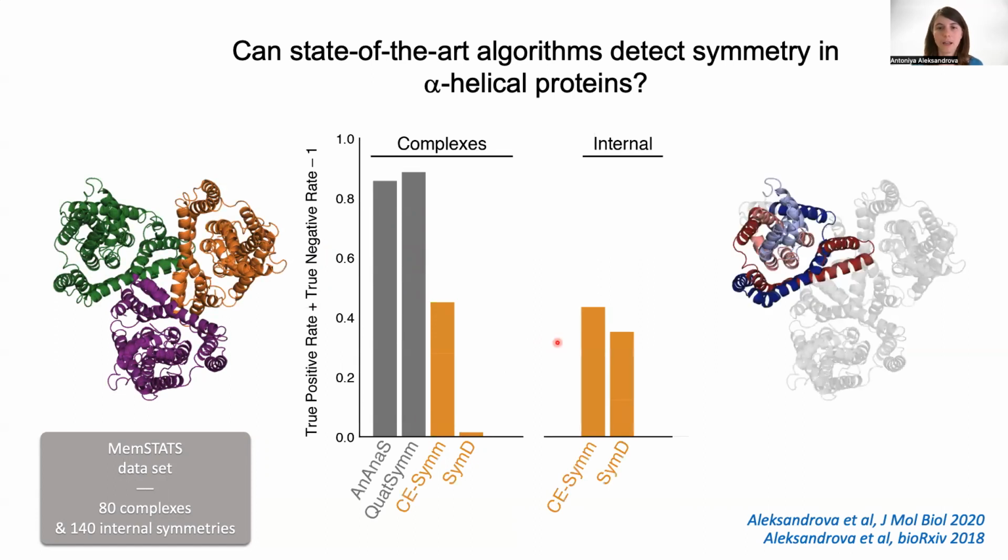On the other hand, if we consider the symmetries within individual chains, or the internal symmetries, the best available tools, CE-Symm and SymD, still failed in quite a few cases. For example, the internal symmetry of the glutamate transporter homolog GltPh is not detectable by these tools. Furthermore, none of the symmetry detection algorithms tells us about the orientation of the symmetric repeats relative to the membrane, which, as you saw earlier, might be relevant. Therefore, to address questions related to the role of symmetry in membrane proteins, we needed a method that can better address some of these challenges.